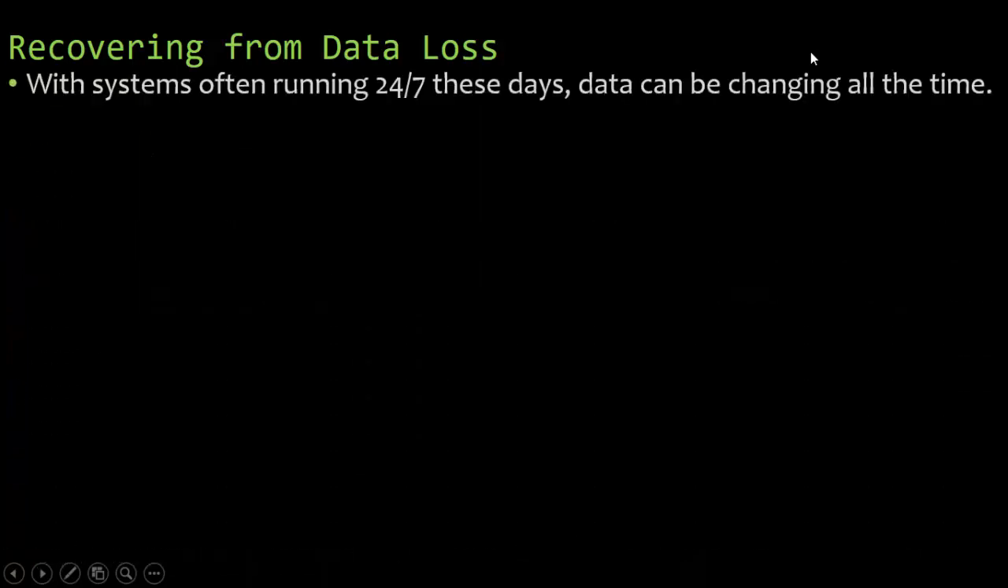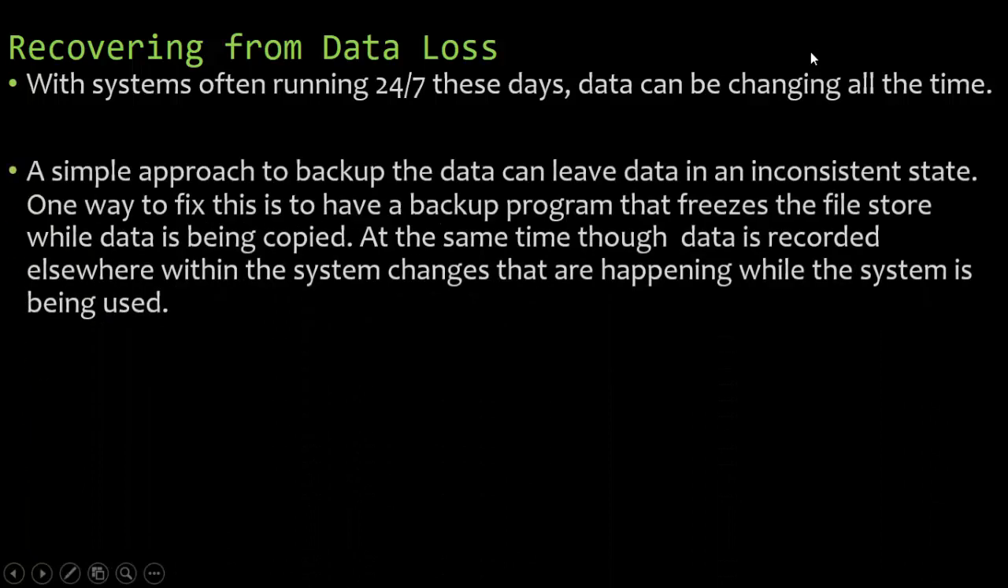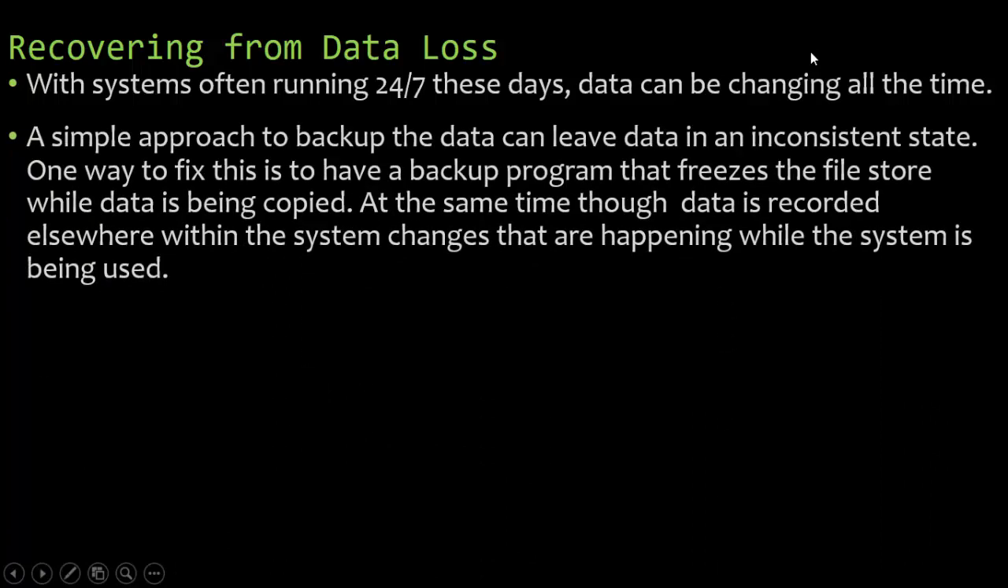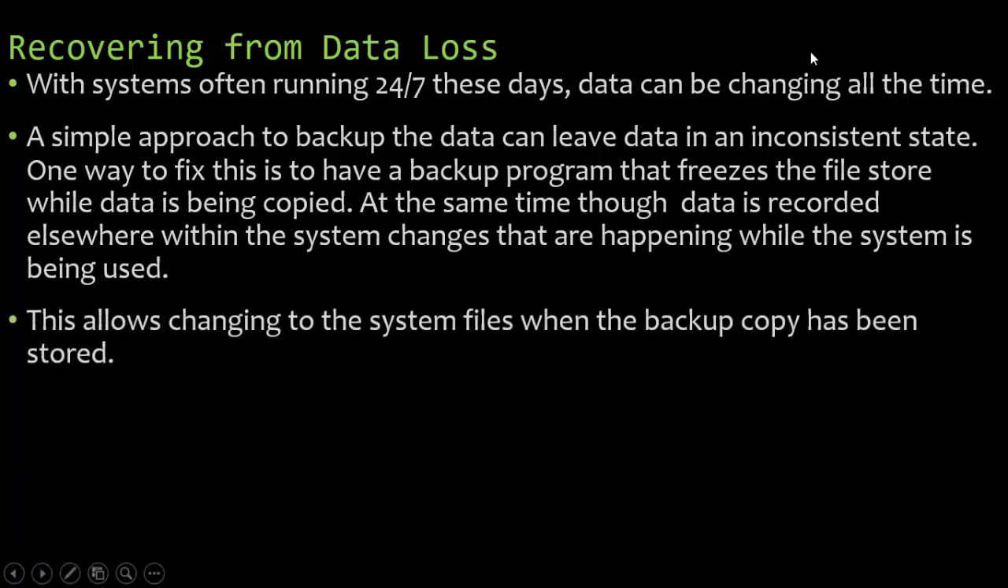All right, let's continue. Now, with systems often running 24/7 these days, data can be changing all the time, and it is changing all the time. We live in a world where data is constantly changing, multiple times a day. Now, a simple approach to back up the data can leave data in an inconsistent state. One way to fix this is to have a backup program that freezes the file store while the data is being copied. At the same time, though, changes that are happening while the system is being used are recorded elsewhere within the system. So they're taking a two-pronged approach here. Now, this allows changes to the system files to be applied when the backup copy has been stored.